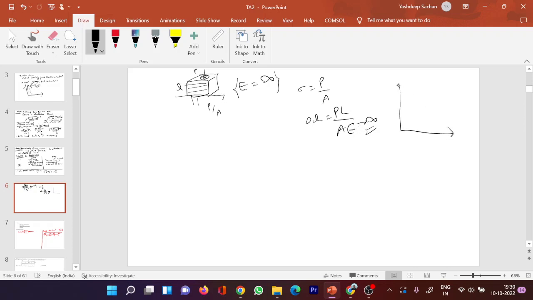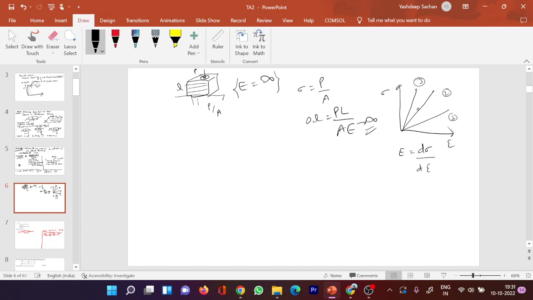E is high means, yes, like this is the graph, sigma versus epsilon. This is one material, this is the second material, and this is the third material. Yes sir, I'm listening. First, second, and third. So now which material has the higher Young's modulus? Third, right? Yes sir, third. So what does it signify? In other words, E is nothing but d sigma by d epsilon, right?